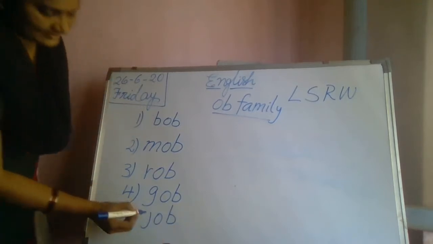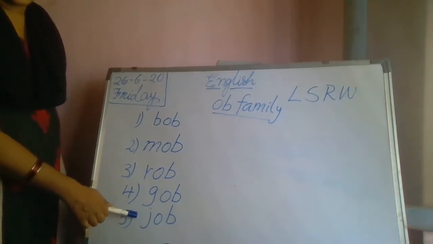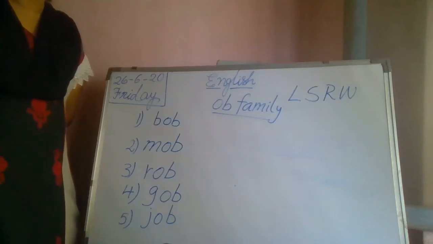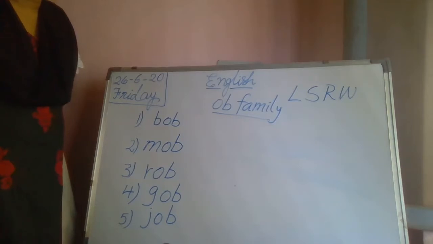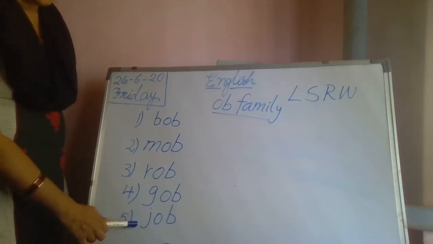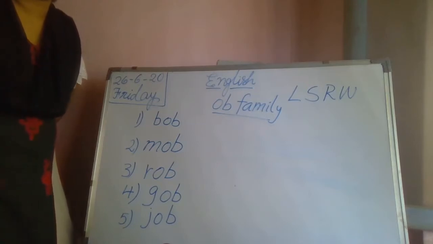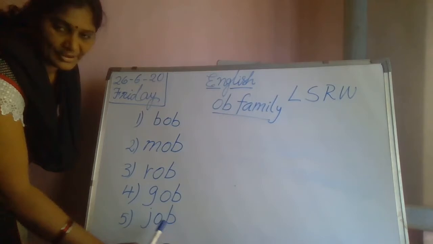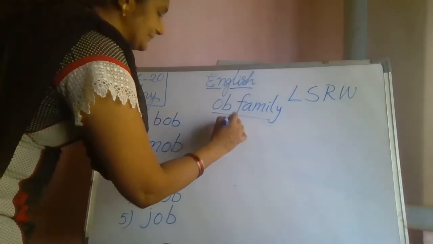Fifth one. J-O-B. What is the letter? J. J for jug. J for jar. J gives ja sound. If we connect this J to ob family, job. What is it? Job. Listen carefully. J, O, B, job. Okay? Next.